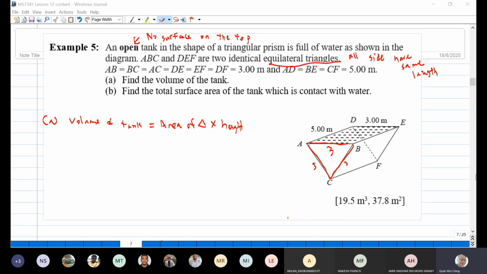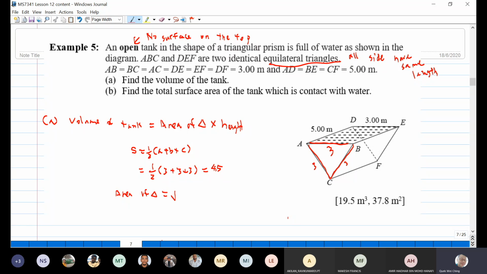Okay, so now let's continue. How to find the area of a triangle? So we make use of the formula we know. For the area of a triangle, first we look at S. S equals half of A plus B plus C, right? A is 3, B is 3, C is 3. Divided by 2, we get 4.5.